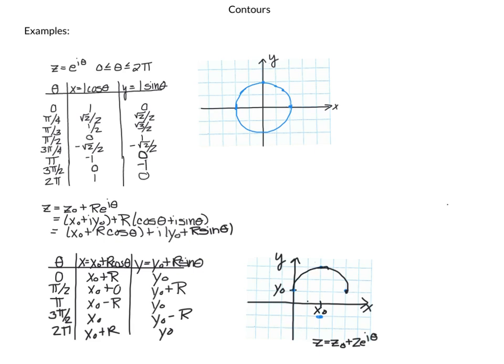So we progress along the circle, and then at 3 pi over 2, pointing in the negative j direction, we have x naught, and y naught minus 2. So we have this point here, and then finally at 2 pi, we come back around. So as I said, we've essentially shifted the circle, so its center is at z naught, which is x naught, y naught, and its radius now is equal to 2.